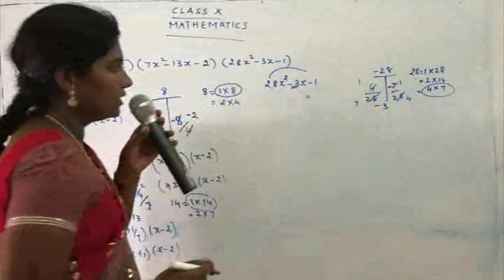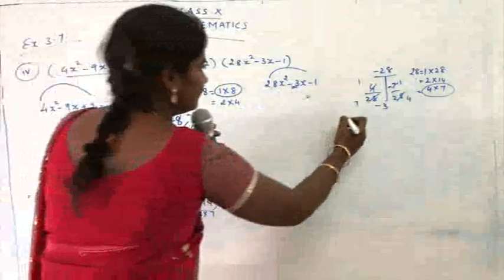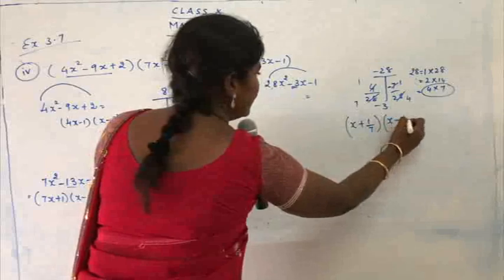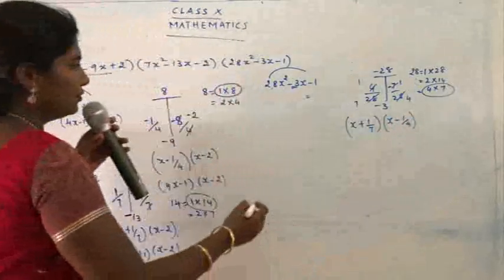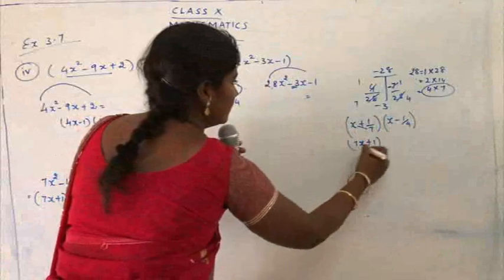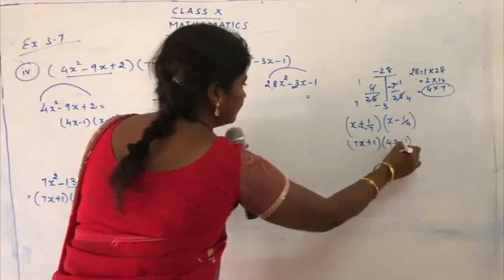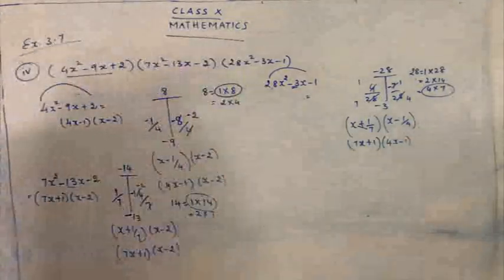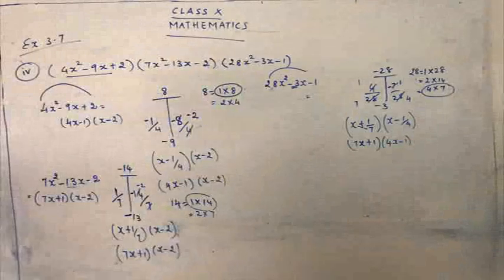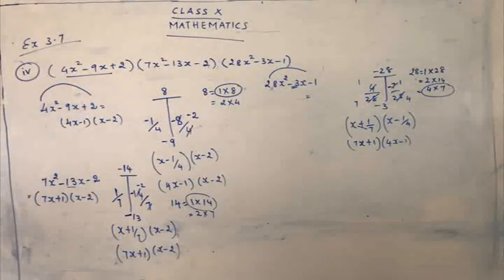What's the variable used here? It's x. x plus 1 by 7, x minus 1 by 4. So what do you get? Just cross multiply: 7x plus 1, 4x minus 1. So we have factorized all the three parts. That is, we have factorized 4x square minus 9x plus 2, 7x square minus 13x minus 2, and also 28x square minus 3x minus 1. So we have got all the factors.